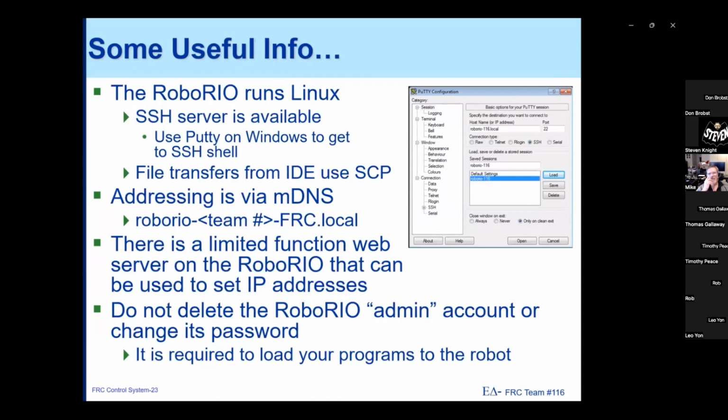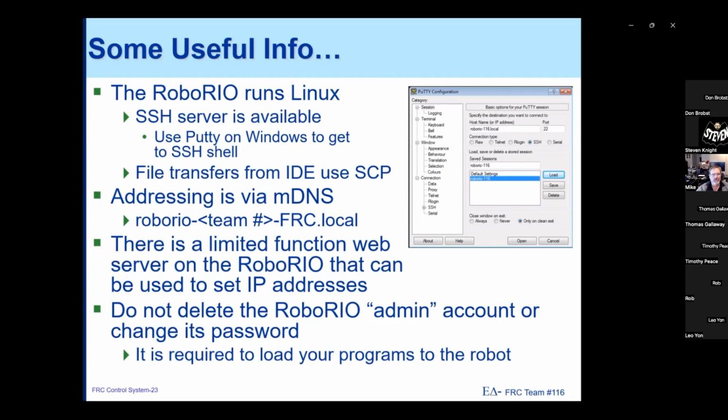There are a few things you should be aware of with respect to the RoboRio. The RoboRio is an ARM-based computer, so it's equivalent to what you would see with your smartphones, for instance. The RoboRio runs Linux. There is a secure shell server available. You can use PuTTY on Windows or Linux or Mac OS in order to get into the SSH shell. This will allow you to log into the RoboRio directly and get to the command line of the RoboRio.